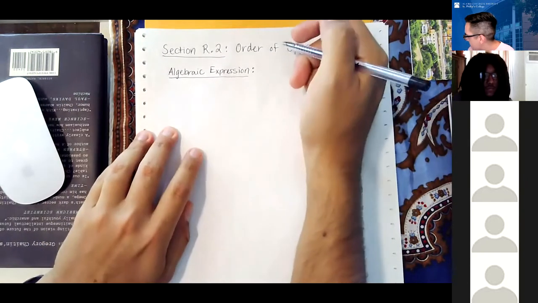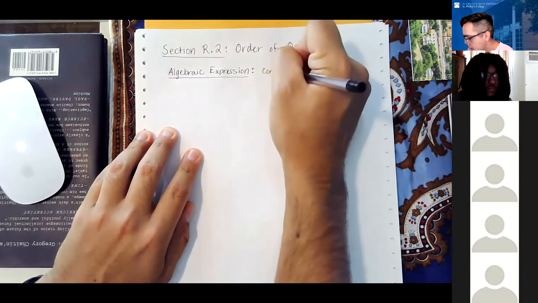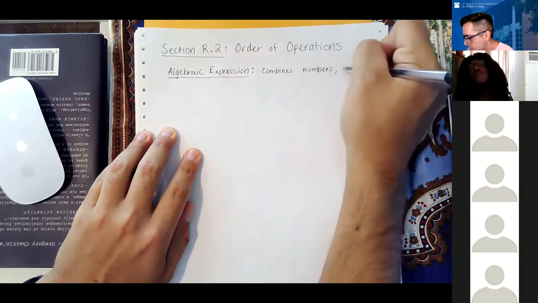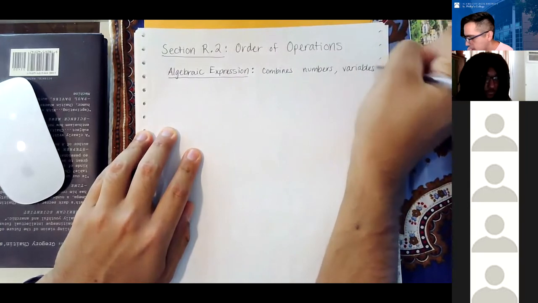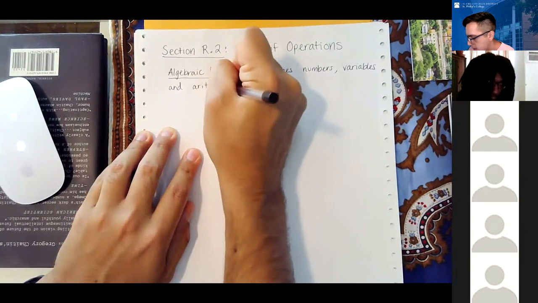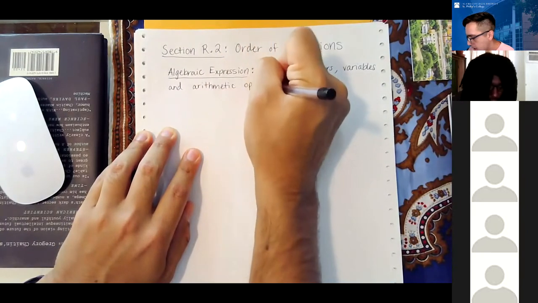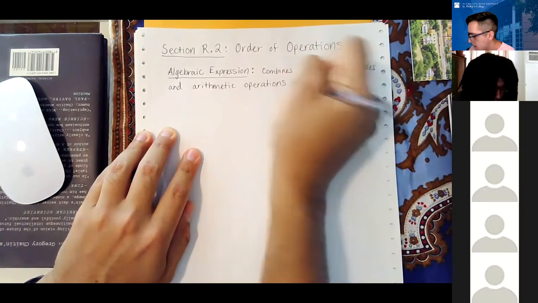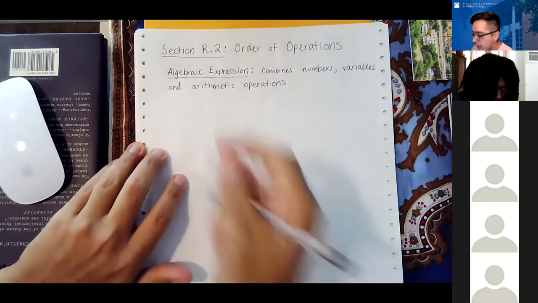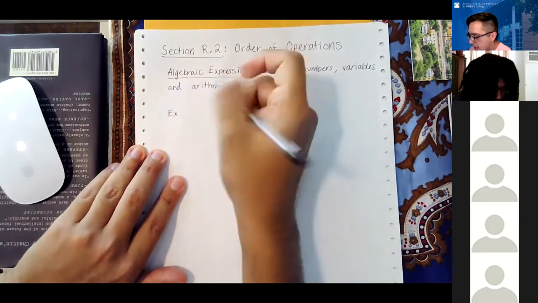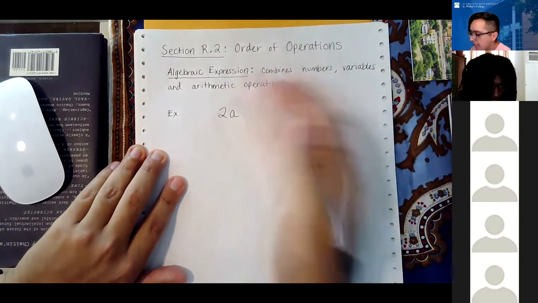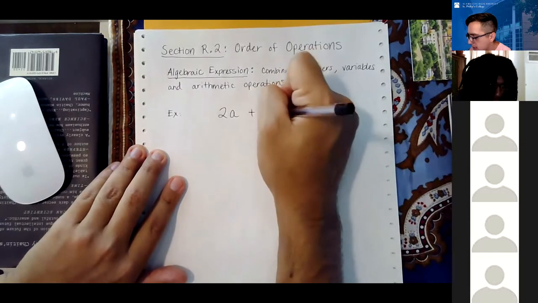But an algebraic statement combines numbers, variables, and arithmetic operators or operations. Okay, they can be manipulated and they can be simplified. As an example, let's say I had 2 apples in this case, plus 3 bananas.